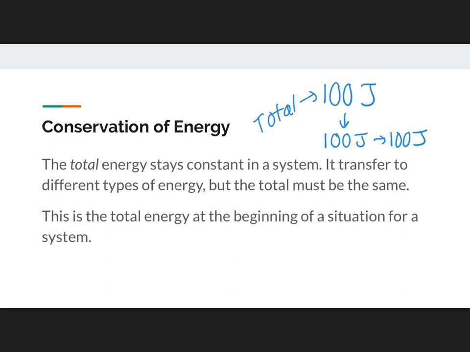Now, it can transfer into different types of energy. So it can start with potential, transfer to kinetic, transfer back to some potential, but no matter what, it's always equal to the total. Now, this second statement I have says this total energy at the beginning of a situation is typically what our total energy is. Not all the time, but in our examples, the total energy will be the first thing that we find. And often it's mostly potential energy, not always, but in our examples, typically it'll be that starting potential energy.